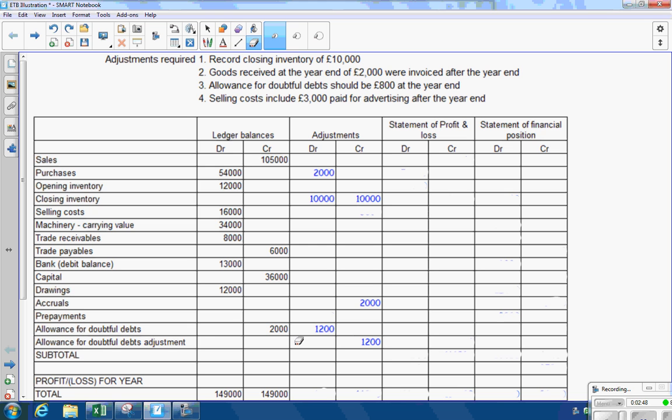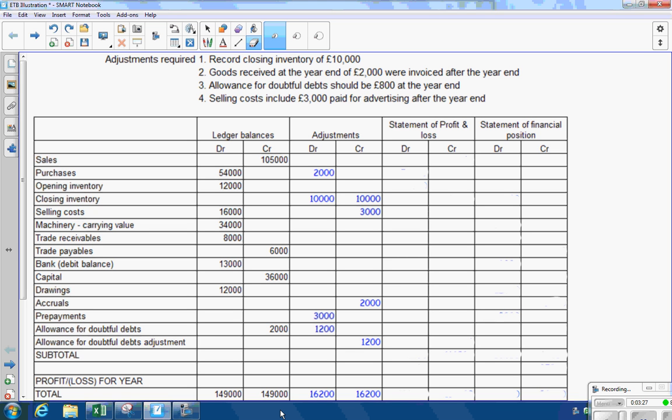The final adjustment relates to selling costs that were paid for advertising after the year end. Well, this is a prepaid expense. So I'm going to debit my prepayments with £3,000 and I'm going to credit my selling costs £3,000. I have now completed all of the adjustments in the table. Just as a quick check, I'm going to total all of the debits and credits in my adjustment columns, and you'll notice that they both add up to the same number, and that should always be the case.